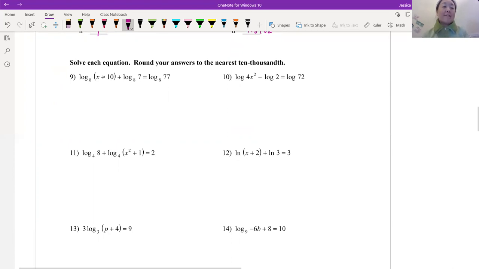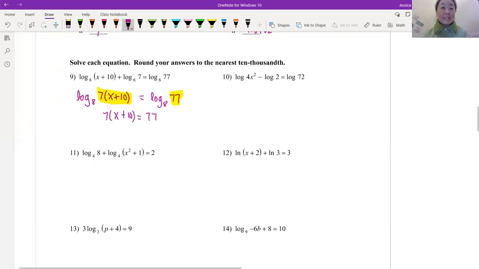Again, I noticed that I have 2 logs on the left-hand side, so I'm going to condense those. I have log base 8 of, oh, these 2 should be multiplied. I'm just going to put the 7 in front because I don't like my numbers in the back. This is going to be log base 8 of 77. Since we have logs on both sides, I know my arguments have to be the same, so I'm just going to drop my logs and look at just the arguments. So 7 times x plus 10 is equal to 77.